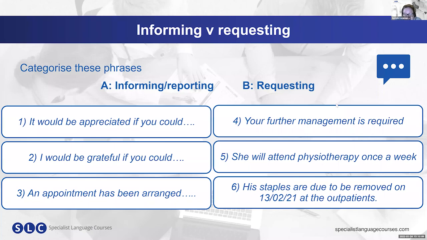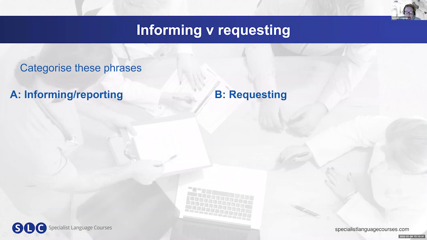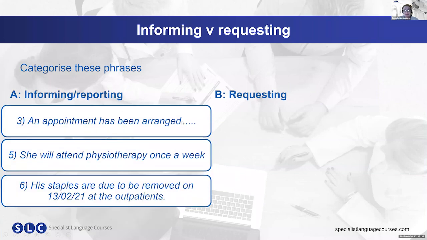So remember, requesting is action you want to happen, whereas the other ones is just what you're letting the reader know about. Nobody has to do any action. It's already organized, or somebody else is clearly doing it. So here we have the answers. So for informing and reporting, an appointment has been arranged. So the reader doesn't need to arrange the appointment. It's already been done. So this could be a follow-up appointment with the surgeon, a physiotherapy appointment, hydrotherapy, things like that. You can also use the future here.